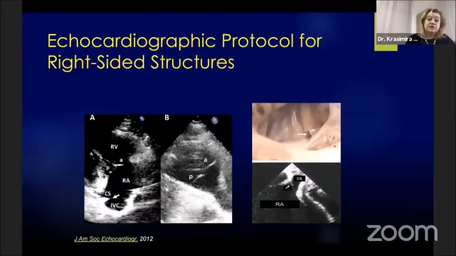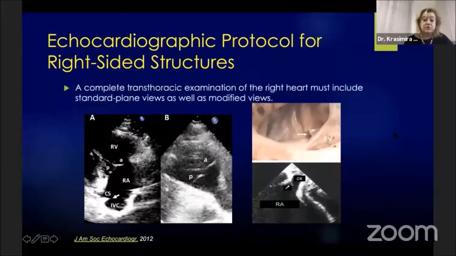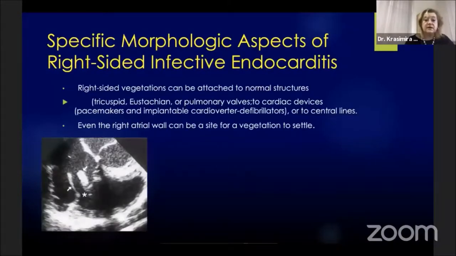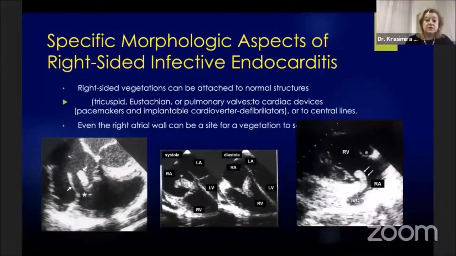Echocardiography protocol for the right-sided structures. It is unusual that we could find some nonspecific mass, which we have to look for in the right atrium or the right ventricle. The specific morphological aspect of right-sided endocarditis is that it is located on the tricuspid valve, Eustachian valve, or pulmonary valves, and also on cardiac devices, and even the right atrial wall can be a site of vegetation.